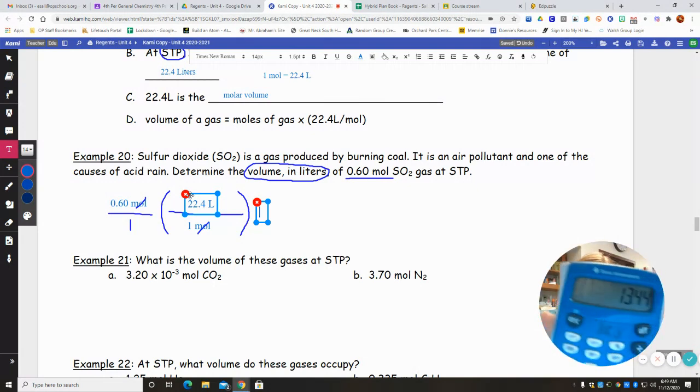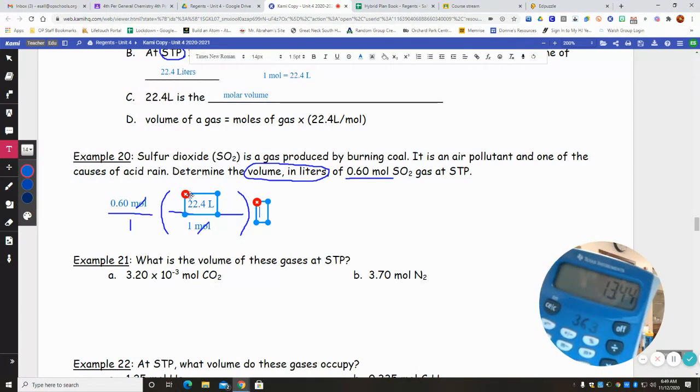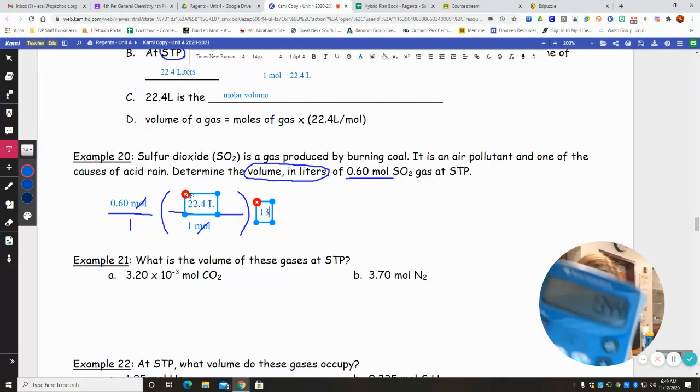My calculator gave me that. How do I round it? Well, look at your problem. The 0.60 has 2 significant figures in it. So I'm going to round my answer to 2 significant figures. It's just going to be 13 liters, okay?